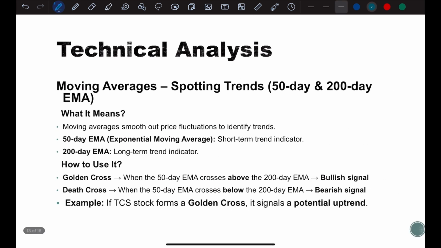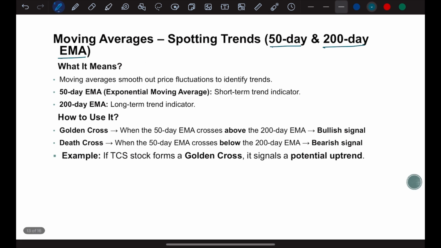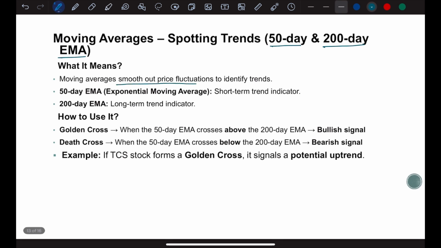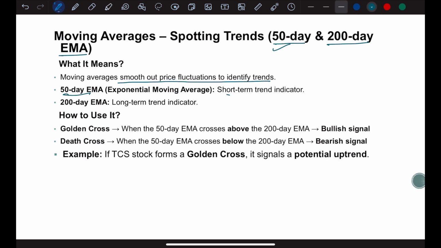Our next technical analysis is a little bit technical, but it helps me as well for timing my investment, and it is the 50-day and 200-day moving averages. Now what does this mean? Moving averages smooth out price fluctuations to identify trends. They help in getting the momentum of the market, and it averages out the price the stock has traded at in the last 50 days. The 50-day is our short term trend indicator, while the 200-day is our long term trend indicator.